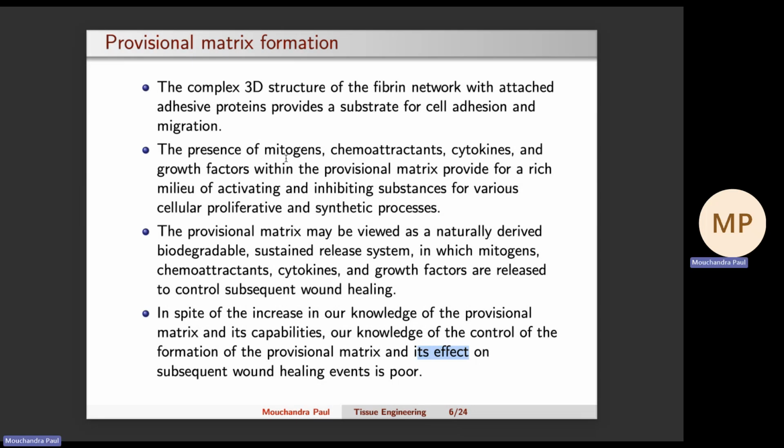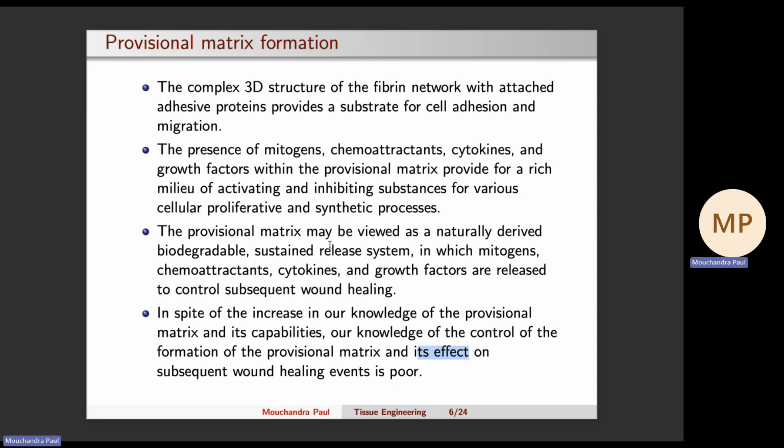Now these cells can secrete various kinds of signaling molecules like mitogens, chemoattractants, cytokines, and growth factors. So they will create their concentration. There will be a concentration gradient of these factors or chemical molecules within the provisional matrix that will further lay the foundation for various cellular proliferative and synthetic processes.